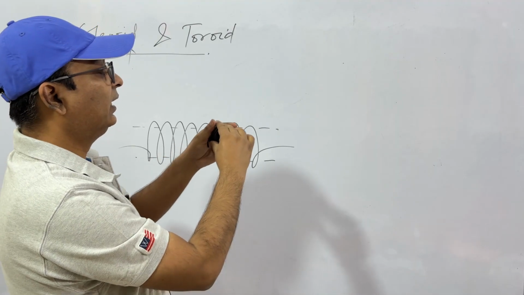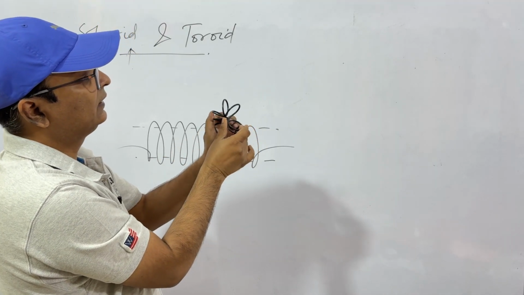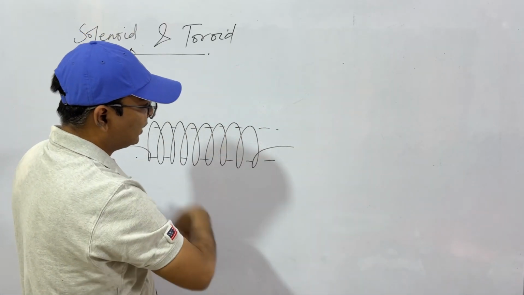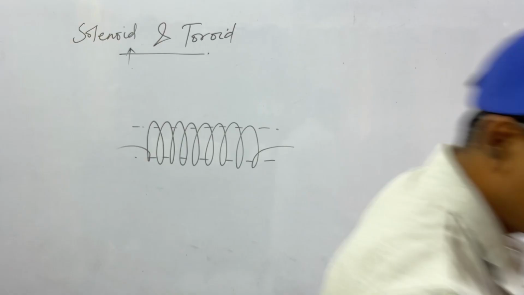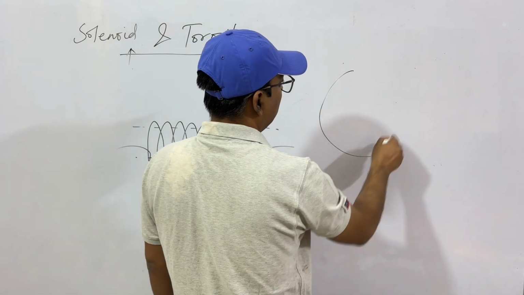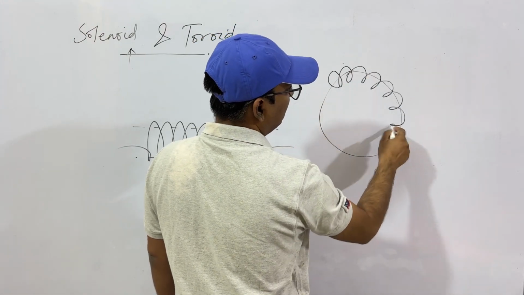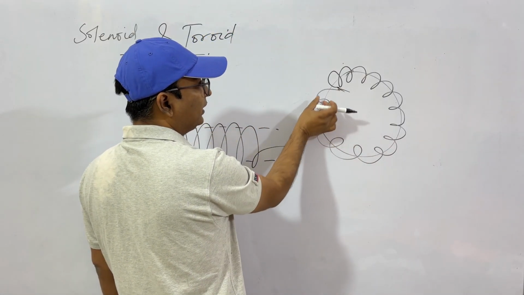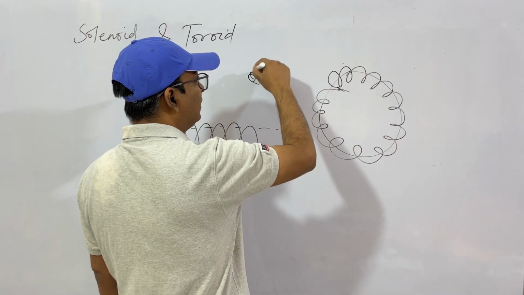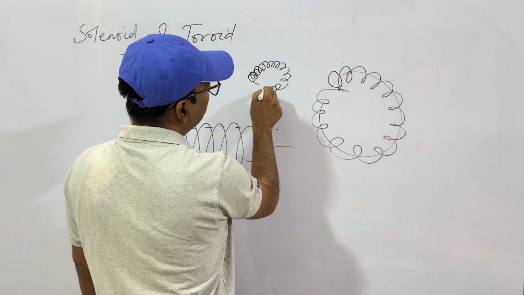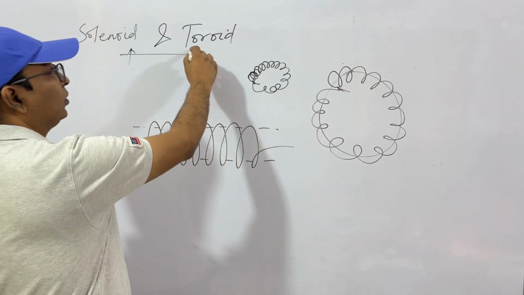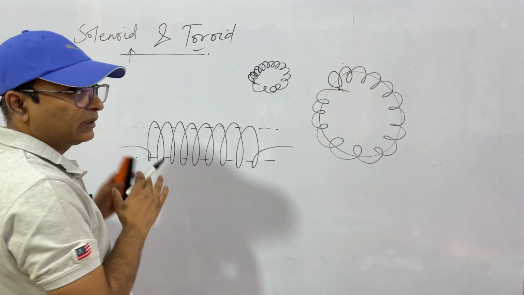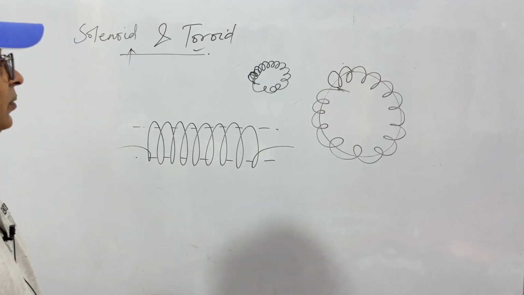So this is a solenoid, and when you rotate it like this, so that it forms a circle, then it is called a toroid. Like this. If the spacing is very, very close, and it forms a loop, then it is called a toroid, and this is a solenoid. So what is a solenoid and what is a toroid? You understand? Now let's do the mathematics on it and find out the strength of the magnetic field.